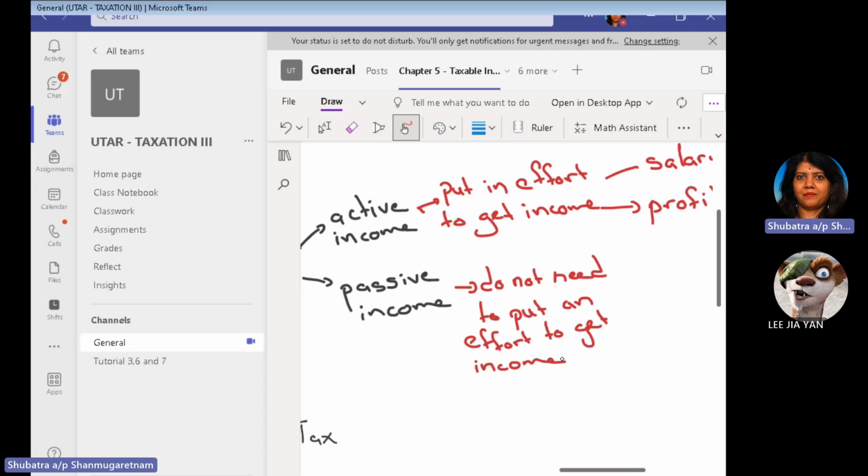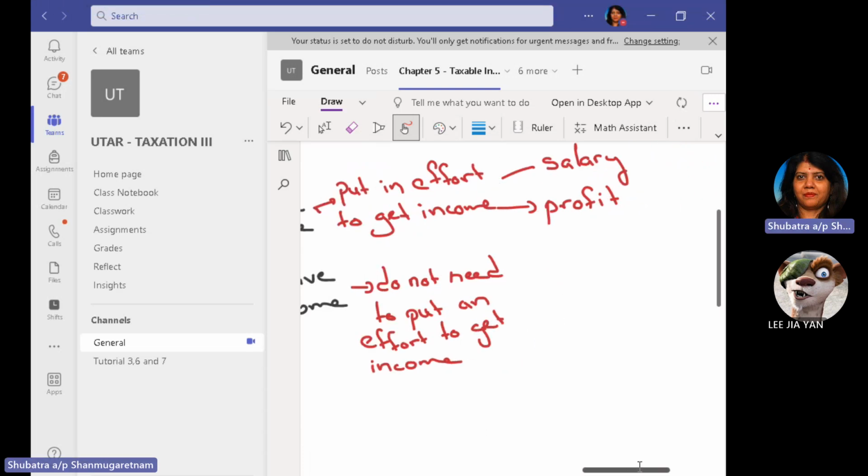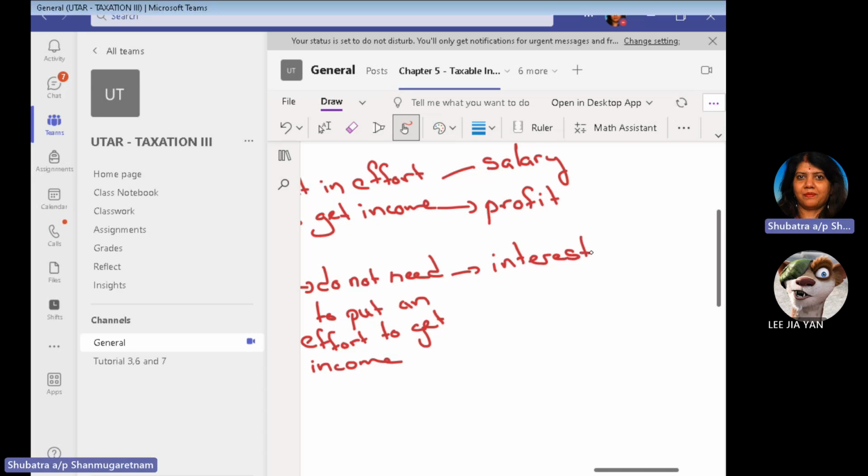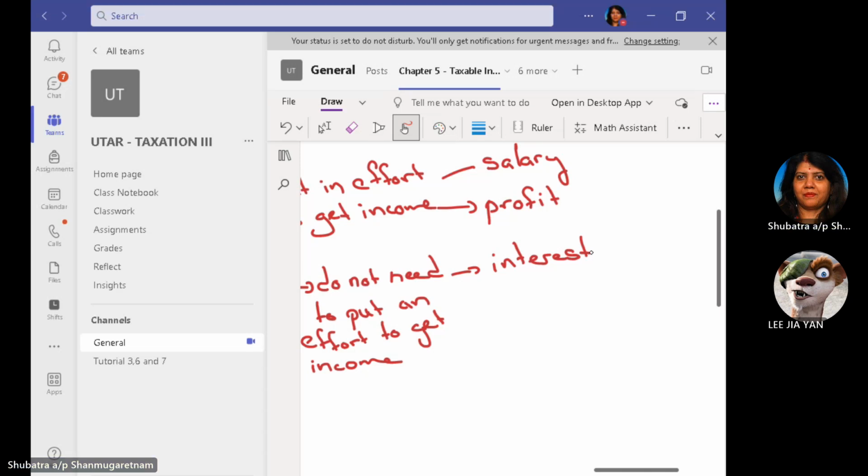You do not need to put any effort to get the income. All right? Example, your interest. You put the money in the bank, you can sleep 24 hours. Don't need even to step out of your house. End of the month, end of the year, your interest is coming into your account. You don't need to go to the bank, stand in front of the bank manager's office, and say put in my interest already. No need to do anything. No need to put any effort. Interest will come to you.